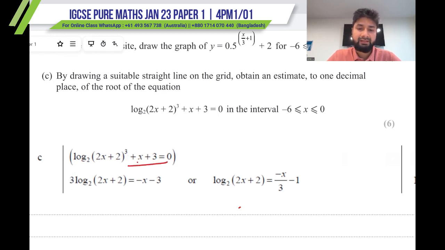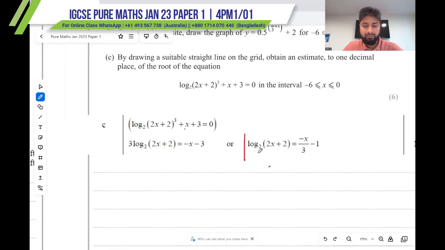And this plus x and plus 3, if we transfer it to the other side, it becomes -x and -3. Now, when I transfer this 3 and divide it over here, then -x divided by 3 will become -x over 3, and -3 over 3 will become -1. Now, you know how to get rid of this log: you need to transfer this 2 to the other side.